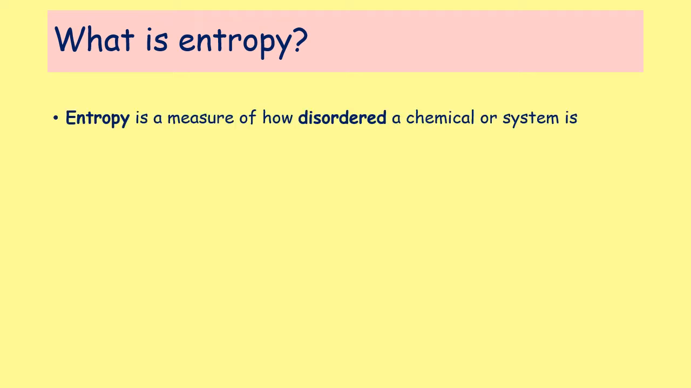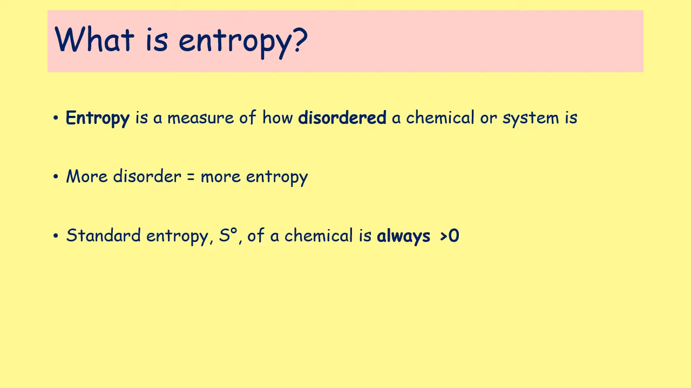So what is entropy? Entropy is a difficult thing to try and explain because it's very abstract. But entropy is a measure of how disordered a chemical or a system is. The more disordered a system or a chemical is, the more entropy it is said to have.